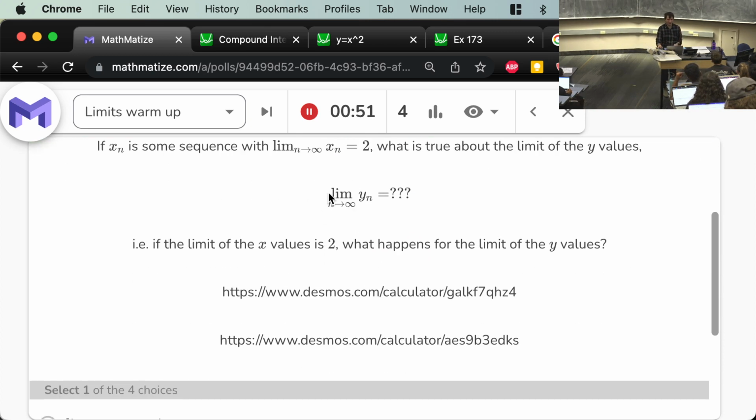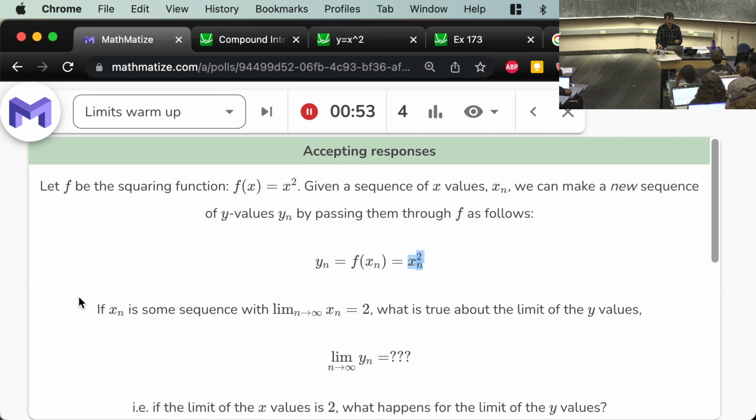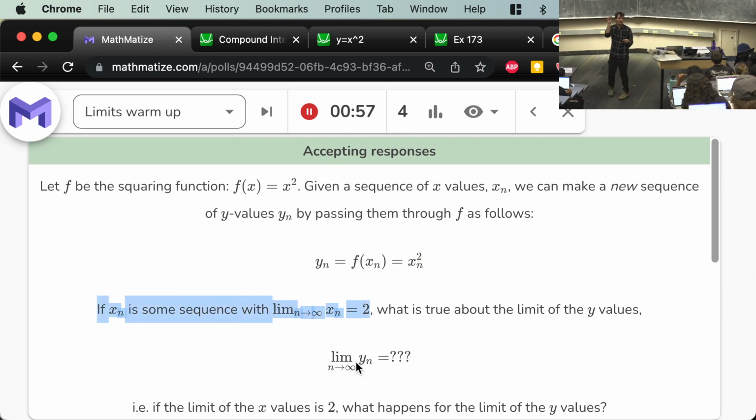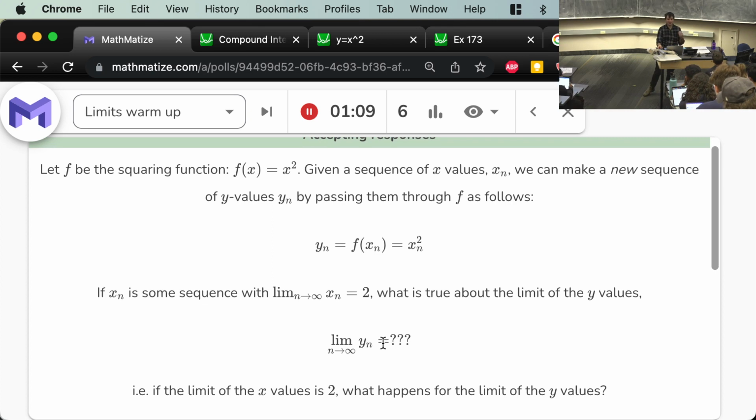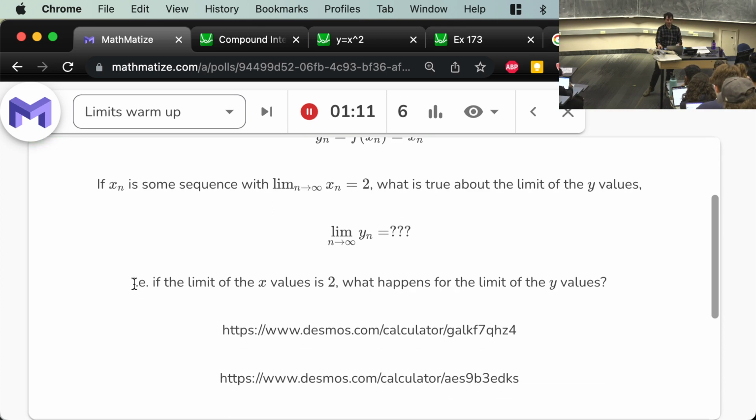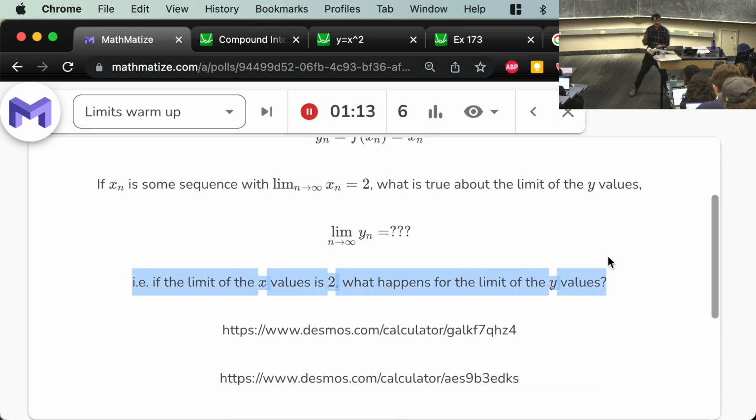Here is the question. That was all just set up. If xn has a limit of 2, so the x's get closer and closer to 2, what can you say about the y's? So the x sequence is getting closer and closer to 2. We shove them through the f machine, the squaring machine, and we want to know, what are the y's doing? What is the limit of the y's? So in one sentence, if the limit of the x values is 2, what happens to the y values?